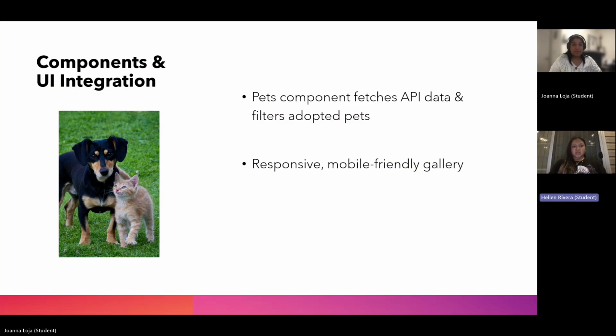So now we're going to talk about components and UI integration. For our pets components, it fetches the data from an API using Angular HTTP client, and it filters out already adopted pets, so we don't have to worry about the mix-up. We designed the gallery to be fully responsive and easy to navigate on mobile devices.